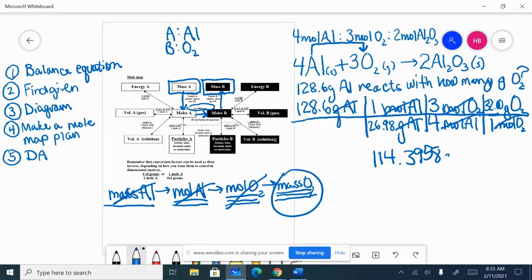114.3958. Your calculator is going to give you lots of digits. But I'm going to look to my given to figure out how many sig figs. My given has 4 sig figs, so I'm going to answer to 4 sig figs. My reported answer will be 114.4 grams of oxygen.